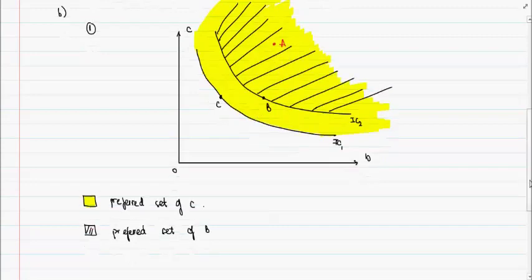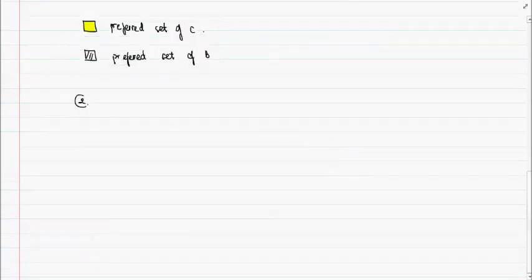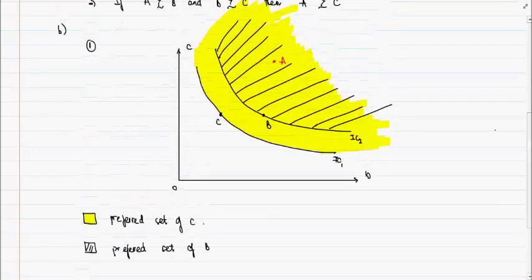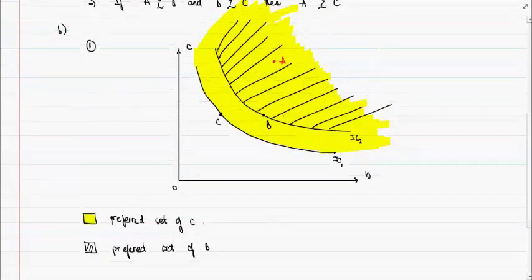Now the second case asks you to plot bundle A such that it lies in the preferred set of B but not in the preferred set of C. As you can see from the diagram, if we have two indifference curves that are not intersecting each other like this, then it's not possible to have bundle A in the preferred set of B but not in the preferred set of C, because B is preferred to C.